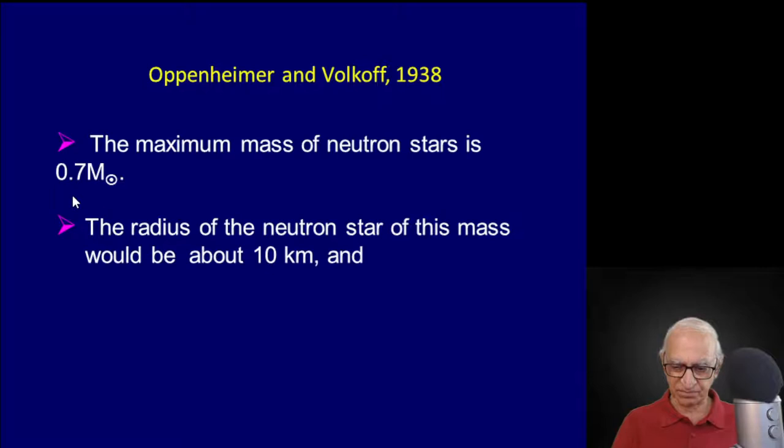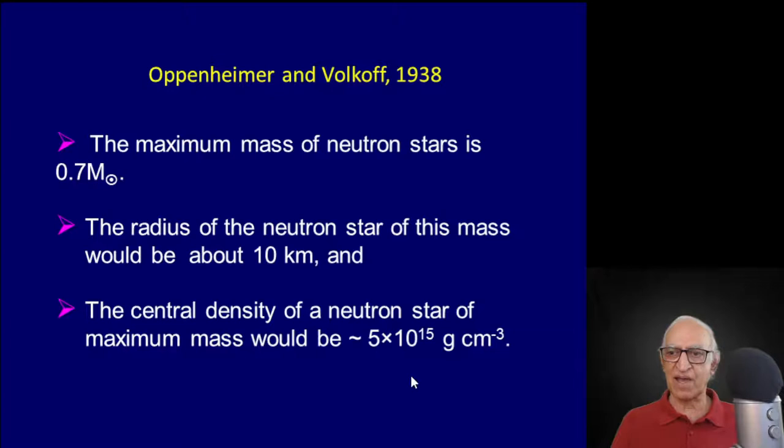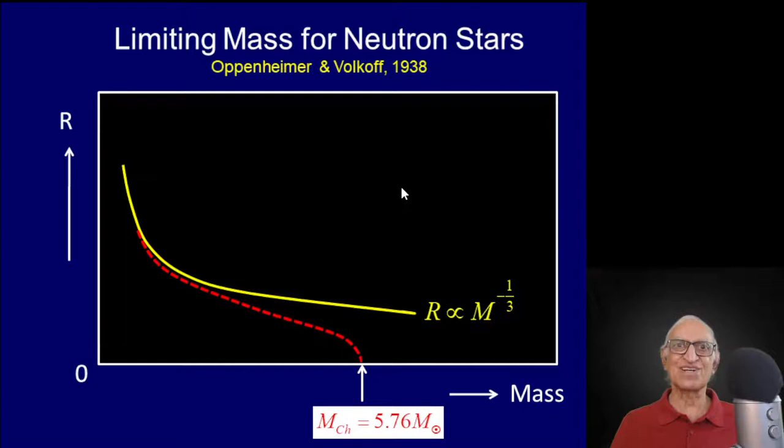The central density of a neutron star of maximum mass is about 5 times 10 to the power 15 grams per cubic centimeter. So it's almost 15 times the nuclear density. So it's extremely dense. Now, one picture is worth 10,000 words.